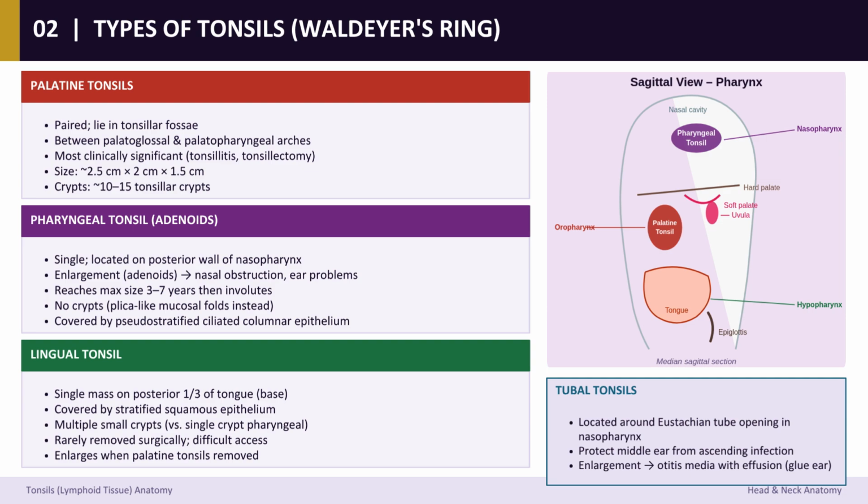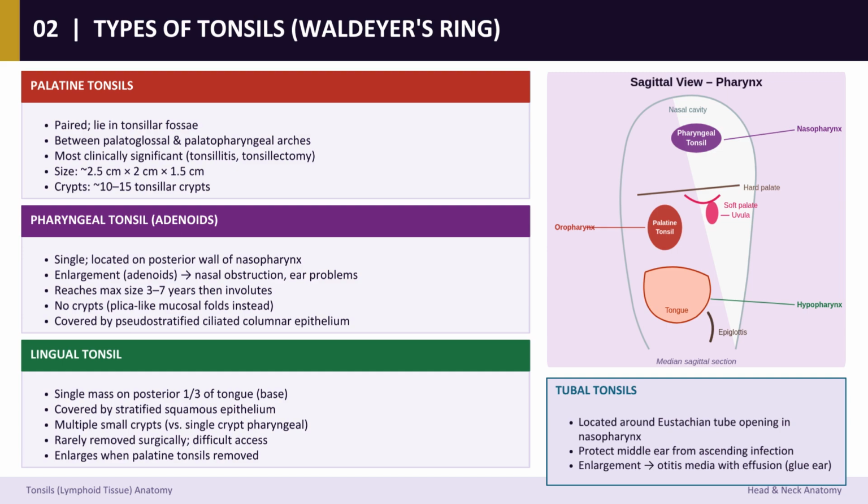Size is approximately 2.5 centimeter into 2 into 1.5, length, width, and height. Ten to fifteen tonsillar crypts are located in the palatine tonsil. Pharyngeal tonsil, adenoids. You can hear about the adenoids. It is basically enlarged when there is a seasonal variation. It is single, located on the posterior wall of the nasopharynx.